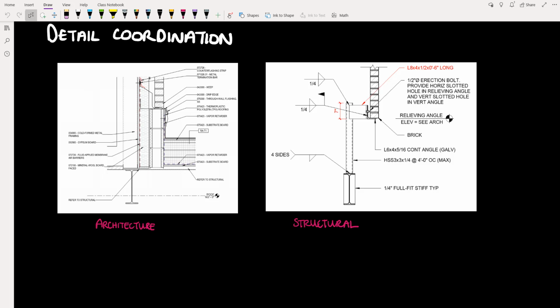So to wrap up this topic on structural steel details, I wanted to bring it back to these two details that I showed at the beginning of the video. And I want to look at the architectural priorities for this detail and the structural priorities, and how it resulted in a mismatch and ultimately generated an RFI on the project.